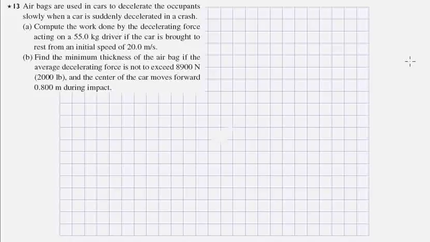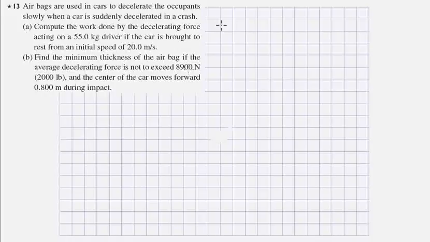Problem 713. Airbags are used in cars to decelerate the occupant slowly when a car is suddenly decelerated in a crash. That's what saves your life. Compute the work done by the decelerating force acting on a 55 kg driver if the car is brought to rest from an initial speed of 20 meters per second.